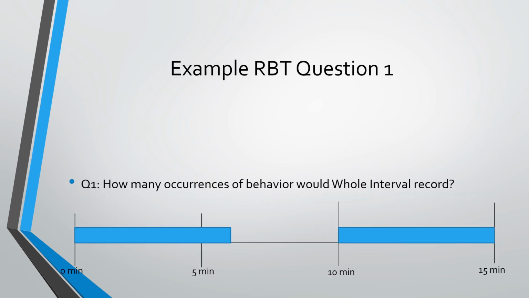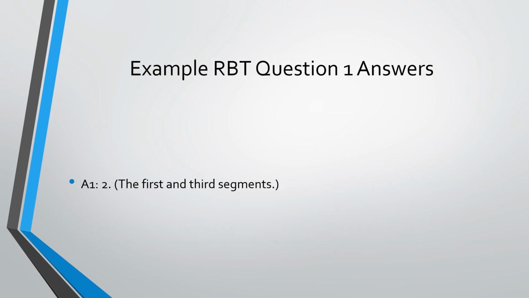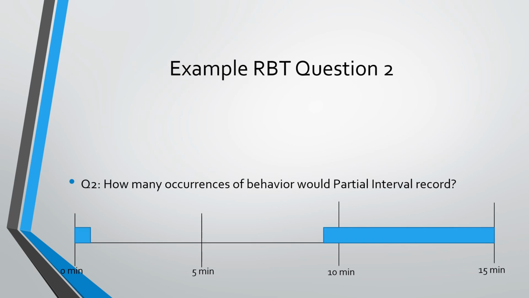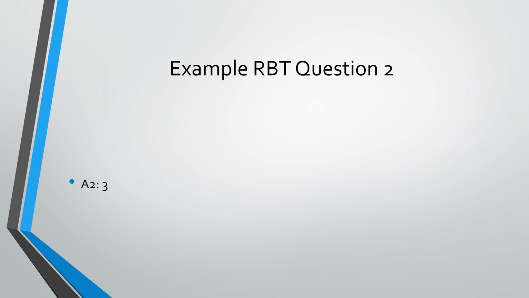So let's look at some questions, the way they might be presented on the RBT exam. So question 1, how many occurrences of behavior would a whole interval record? And the answer would be 2. It would be the first and third segments. Example question 2. How many occurrences of behavior would partial interval record? The answer would be 3. All 3 segments would be recorded by partial interval in that case.